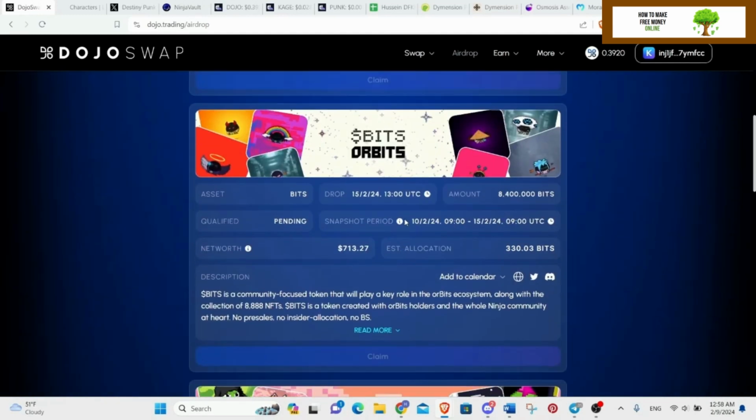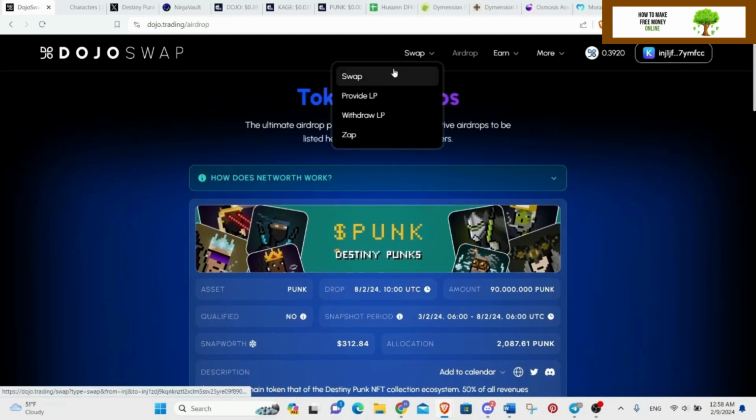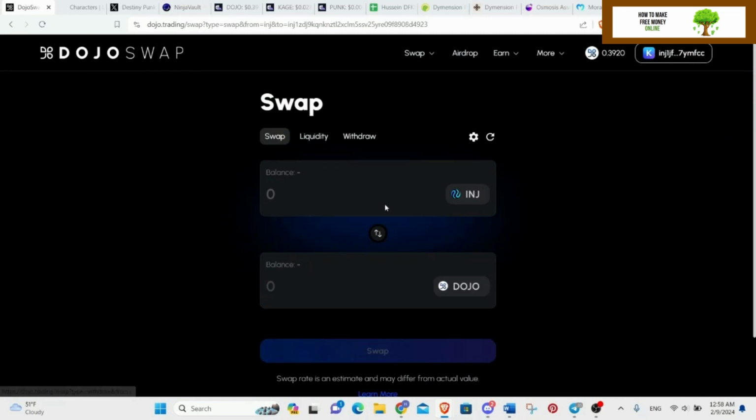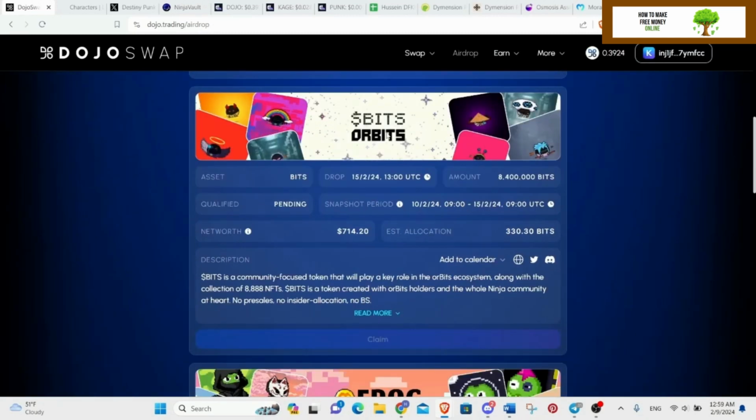Second, now the next one. If you want it, you can buy it: go to swap, and then you find it. Swap, bunk, tada, and you get it. Now, next, Orbits, BITS. Go to the website, Twitter too, and then you see it for yourself.